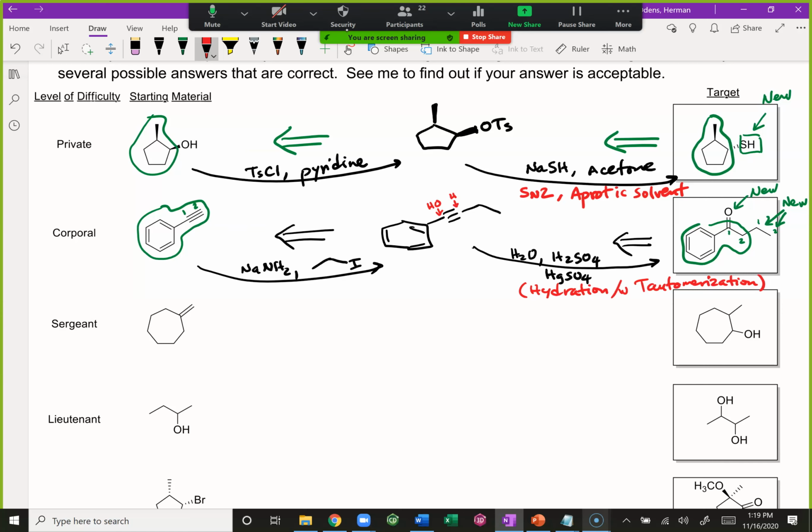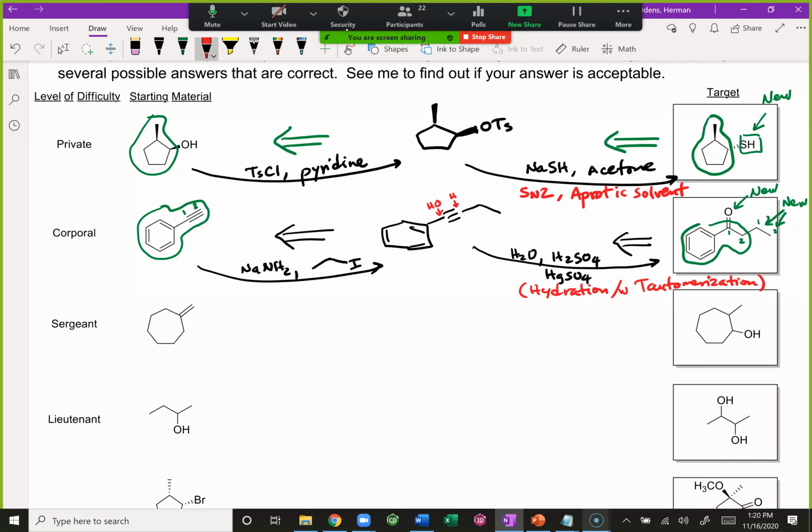Why is that? Why will the OH go to that carbon in particular? What kind of carbon is that? Benzylic carbon. So it's more reactive. Hydration, yeah, that will be preferred. That will be the preferred carbon to have the OH because it's benzylic. All right.